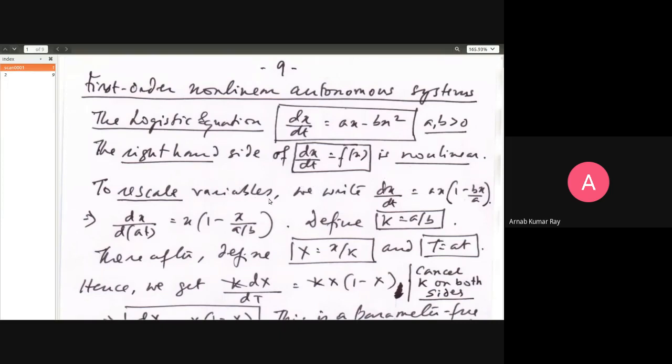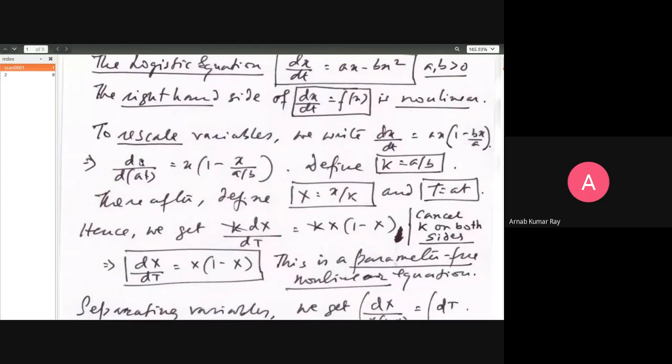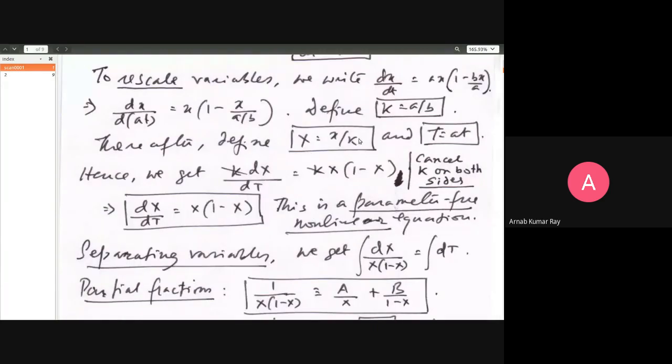Now what we shall do is rescale the variables. We shall write dx/dt is equal to ax into (1 minus bx by a). We take ax as a common factor. Then we take the a to the left-hand side and write it as dx/(a dt) is equal to x into (1 minus x by k). We define k is equal to a by b. And then we define capital X as equal to small x divided by k, which is a by b. And we define a new rescaled time, capital T, equal to at.